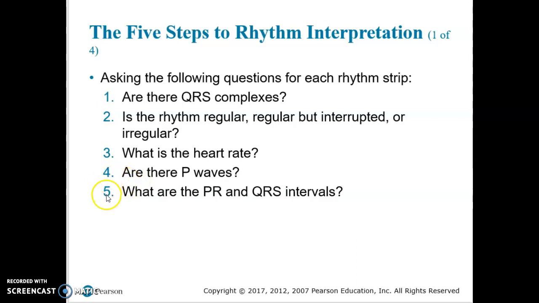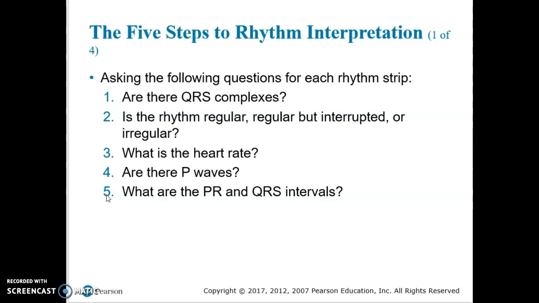After we answer question number 4, we go to question number 5. What are the P, R, and QRS intervals? Are these intervals within normal limits, or are they too short? Are they too long? Are the intervals constant, or do the intervals vary?